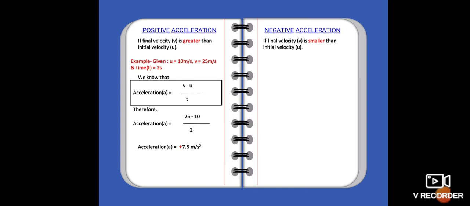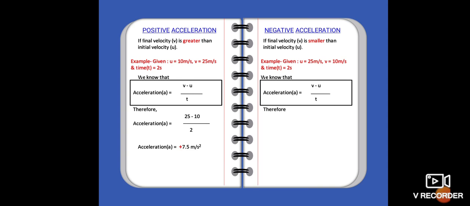What about negative acceleration? It is just opposite to the positive acceleration. A final velocity, that is v, is smaller than initial velocity u. Now look at the example. Here final velocity v is equal to 10 meter per second, which is smaller than the initial velocity, that is u equal to 25 meter per second.